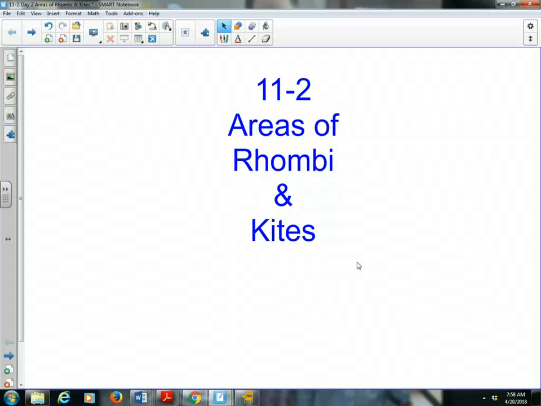Hi everyone, got another fun lesson for you today with our second day of 11.2. This time we're talking about areas of rhombi and the area of kites.